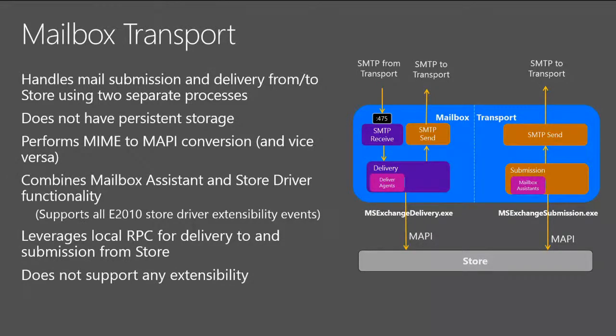Now, it receives mail on port 475 on that box. It also does any MIME to MAPI conversions. Now, one thing to keep in mind, you might notice there is actually an SMTP send component inside the delivery service, and you might be wondering why that is there. The reason for that is when you are trying to make a delivery, inbox rules act on the mail. Sometimes you have OOF messages that need to be generated. Those messages go out via the send component.